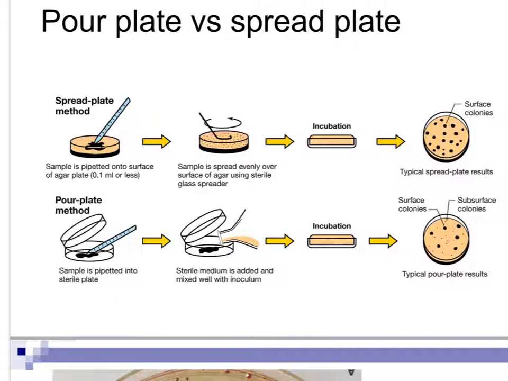Now, pour plate method, I think it's tricky to do because the idea is you put the sample from the dilution in the plate and you pour the media on top of it. And the media has got to be exactly the perfect temperature for this to work. If it's too hot, it'll burn, kill the cells, and if it's too cool, it'll get solid too fast. So then you turn it upside down, incubate it, and then you can count the colonies. This is tricky. I think this one's hard to do.